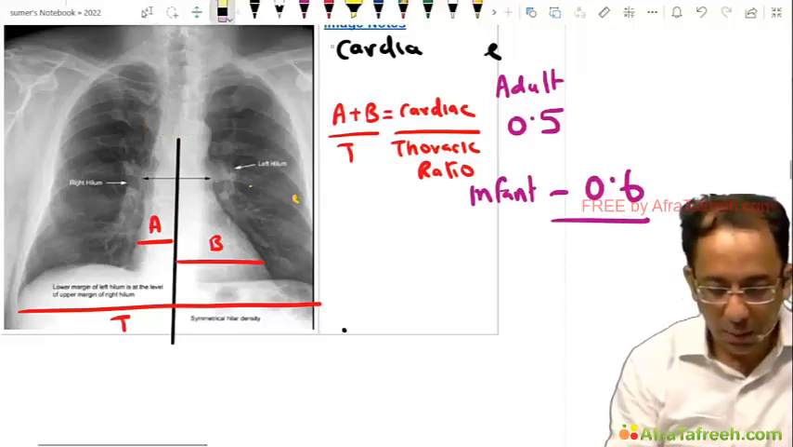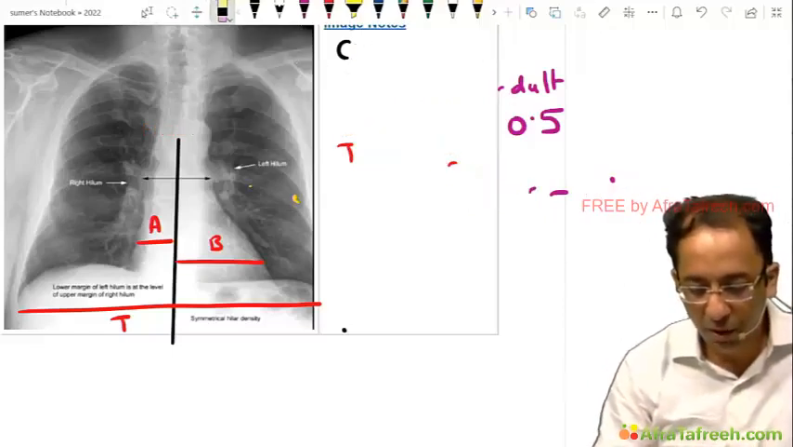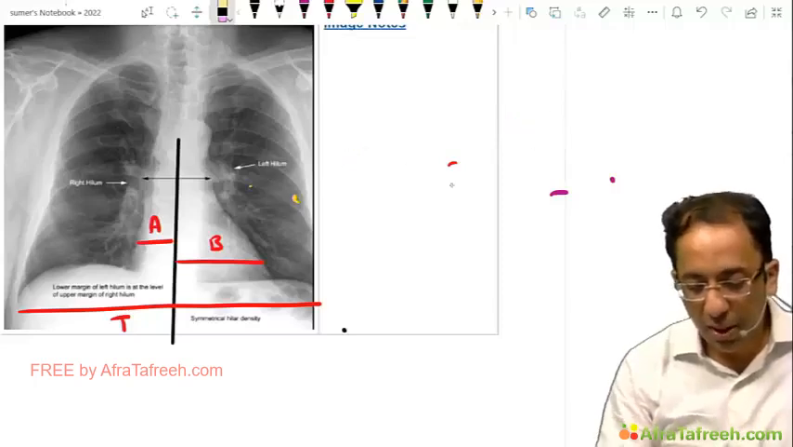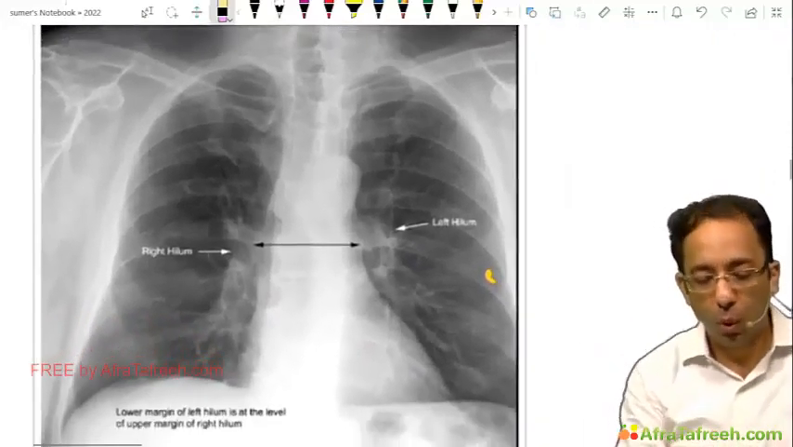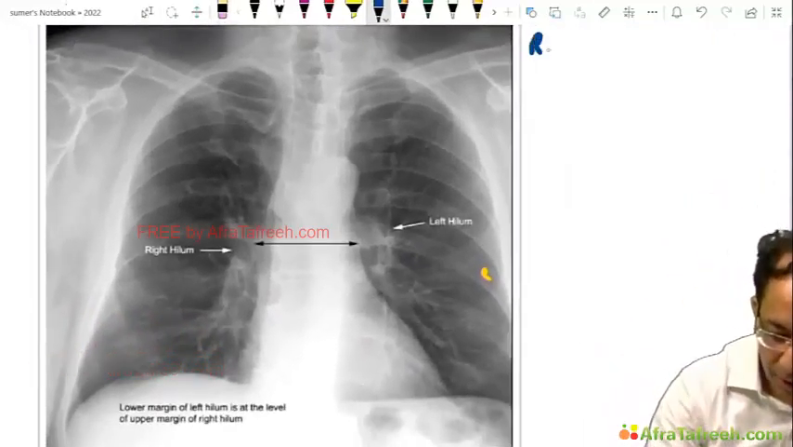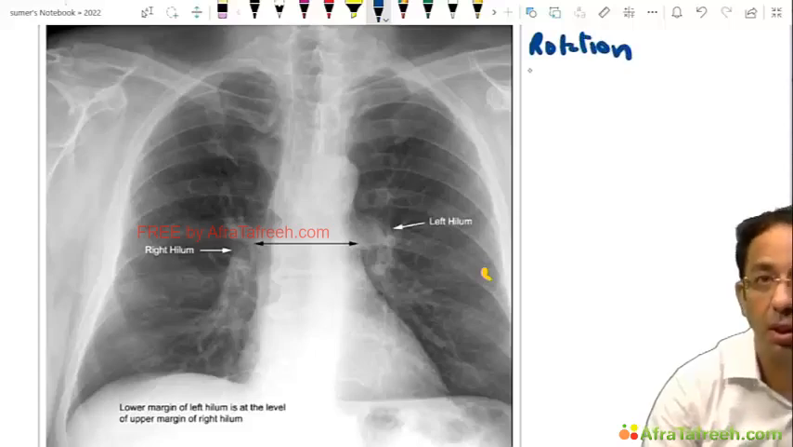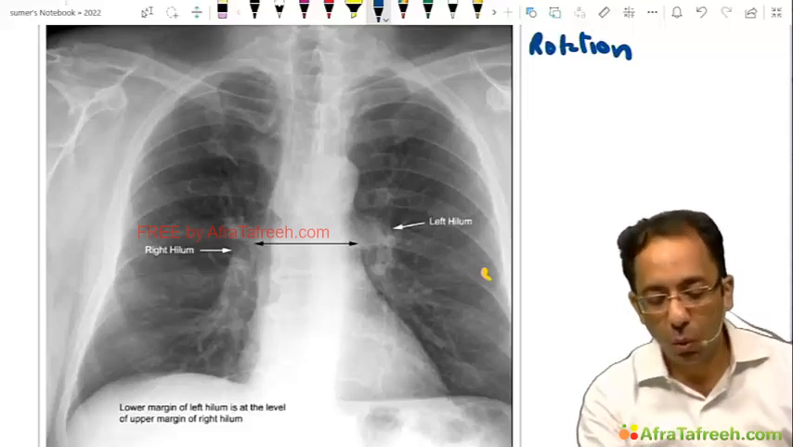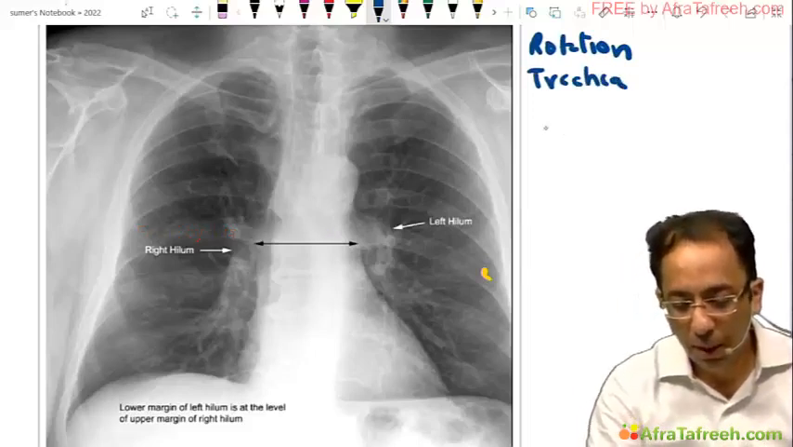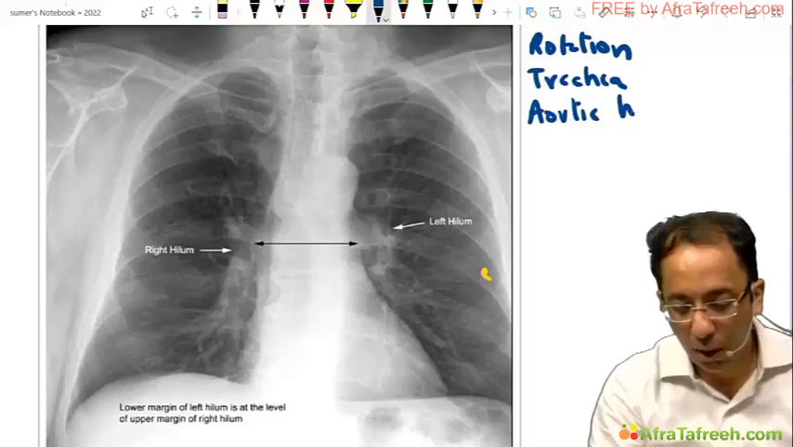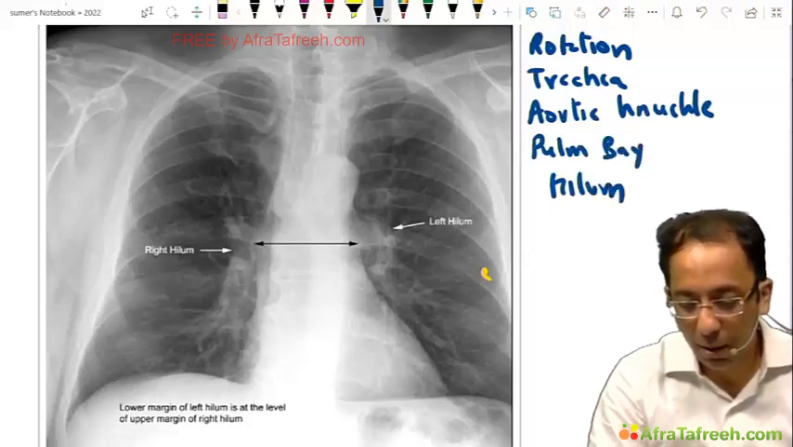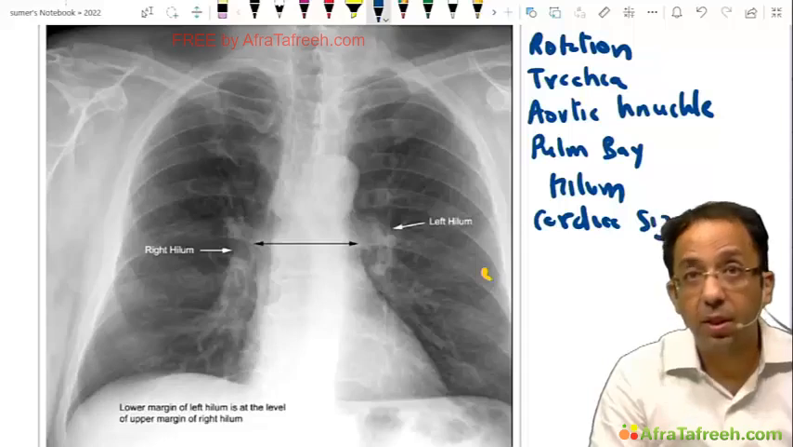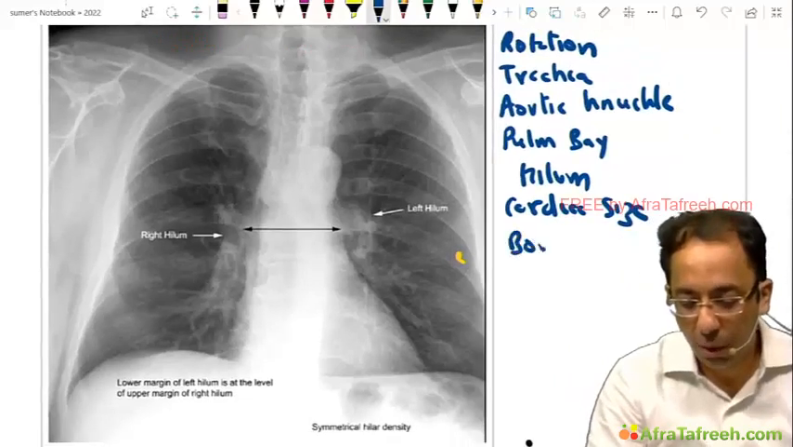Now, let me just repeat it so that you get a hang of things, and then I'll go further. Chest X-ray, this is how I report chest X-ray every day. I want you to see the approach. See everybody, I am writing my checklist. First I see the rotation. Then after seeing the rotation, what did I do? I saw the trachea, then aortic knuckle, then pulmonary bay, then hilum, then cardiac size, and cardiac borders.